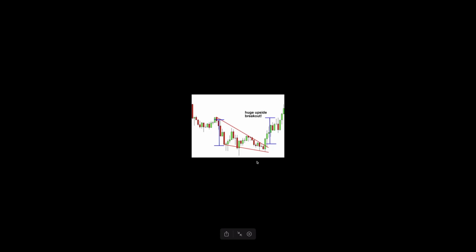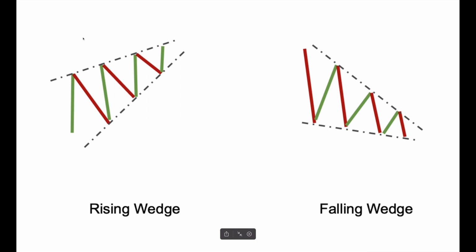So here's another example of a bullish falling wedge. We had a breakout. This candle actually came down and retested and then continued upwards. Here's a clear and perfect example of a rising wedge, which is typically a bearish pattern, and a falling wedge, which is typically a bullish pattern. On both of these patterns, we're going to wait for a breakout and confirmation.